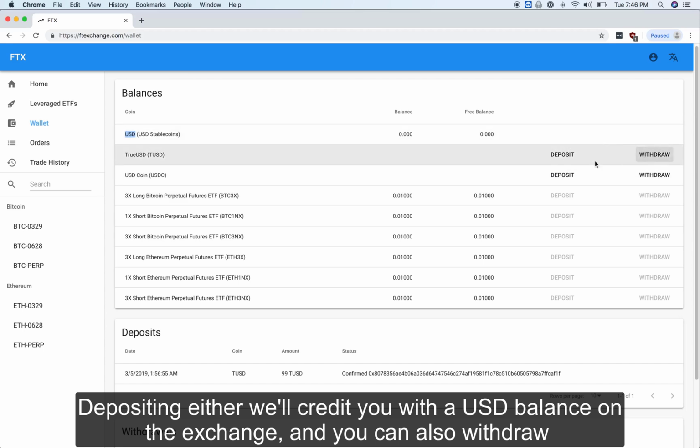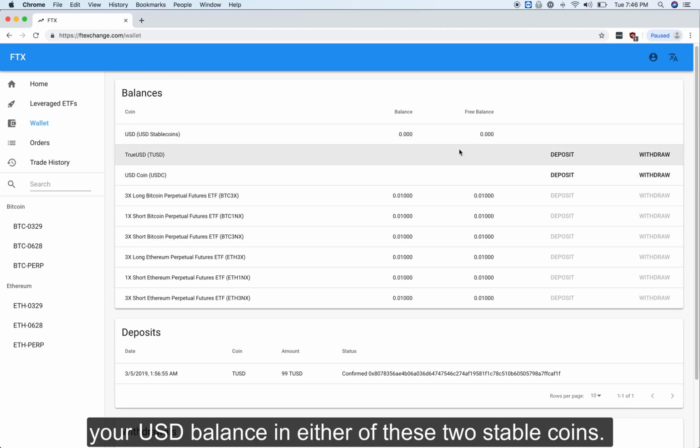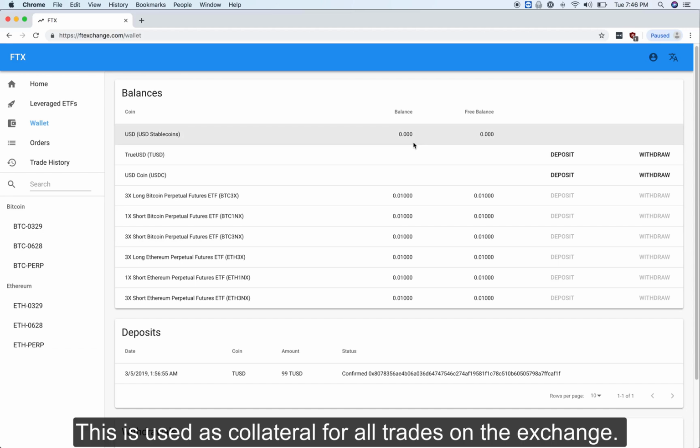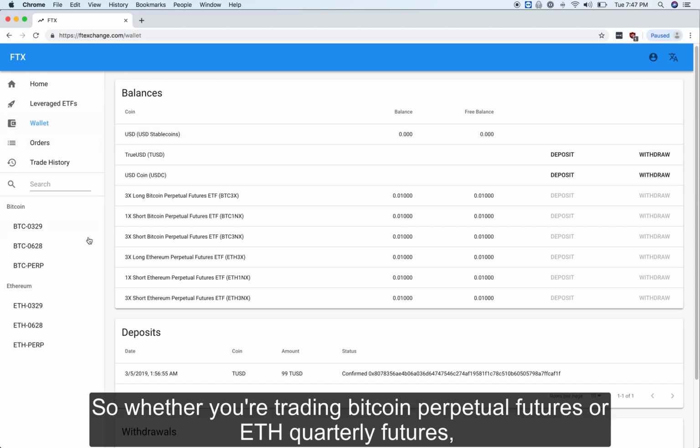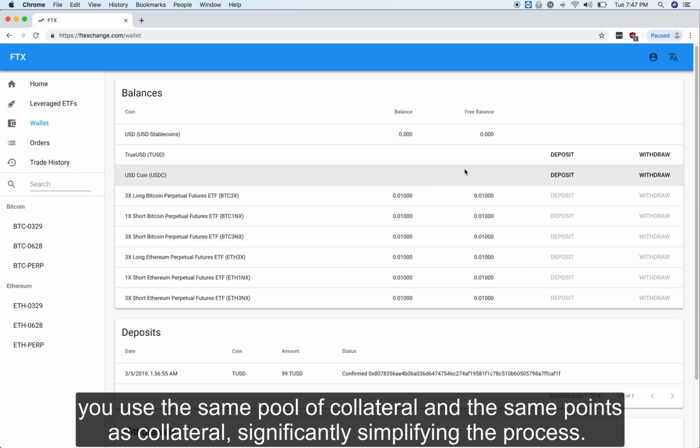And you can also withdraw your USD balance in either of these two stablecoins. This is used as collateral for all trades on the exchange. So whether you're trading Bitcoin perpetual futures or ETH quarterly futures, you use the same pool of collateral and the same coins as collateral, significantly simplifying the process.